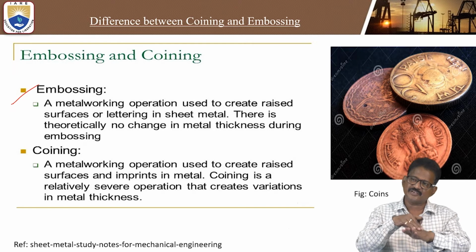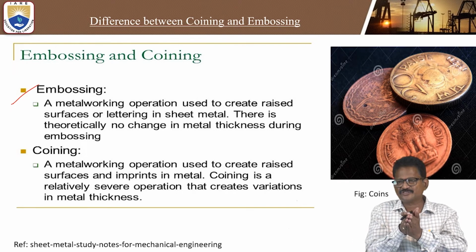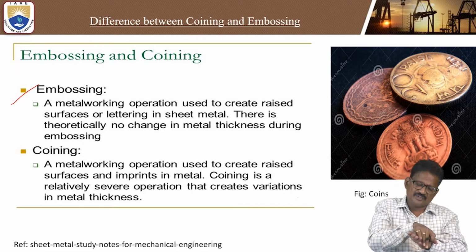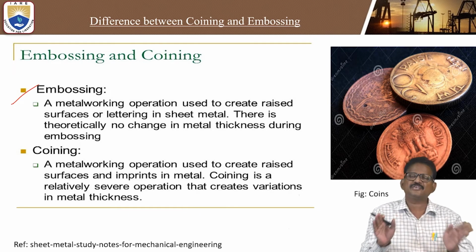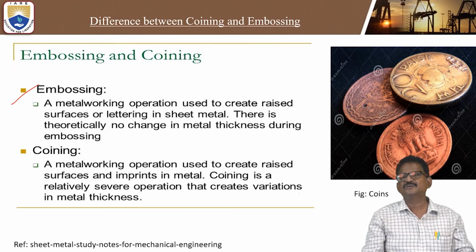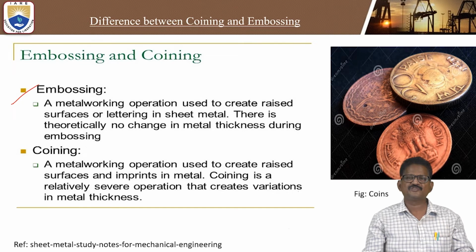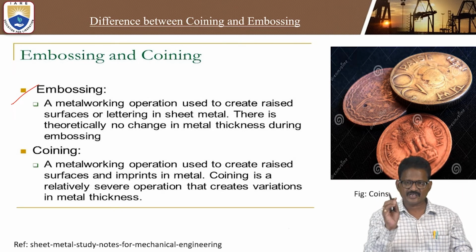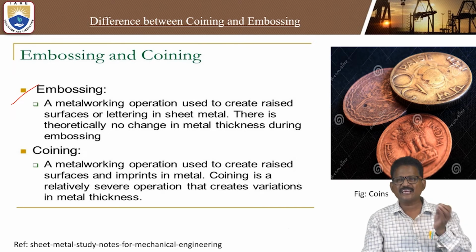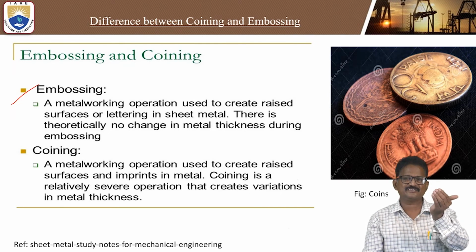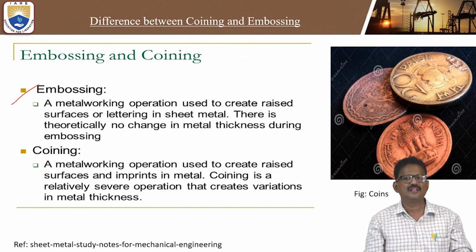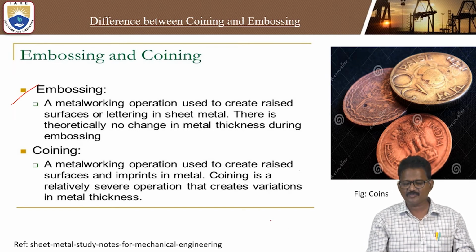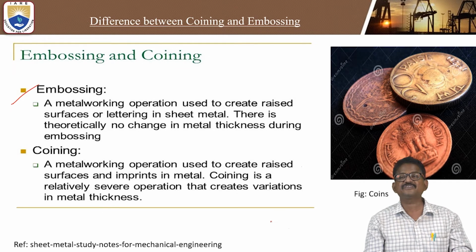This side is different, this side is different. Both are fixed together, then pressure is applied. Whatever the shape of that die, the shape can be applied on both sides. That is why more force is required for coining. So coining is a metalworking operation used to create raised surfaces or imprints on the metal, a relatively severe operation that creates variations in the metal thickness.